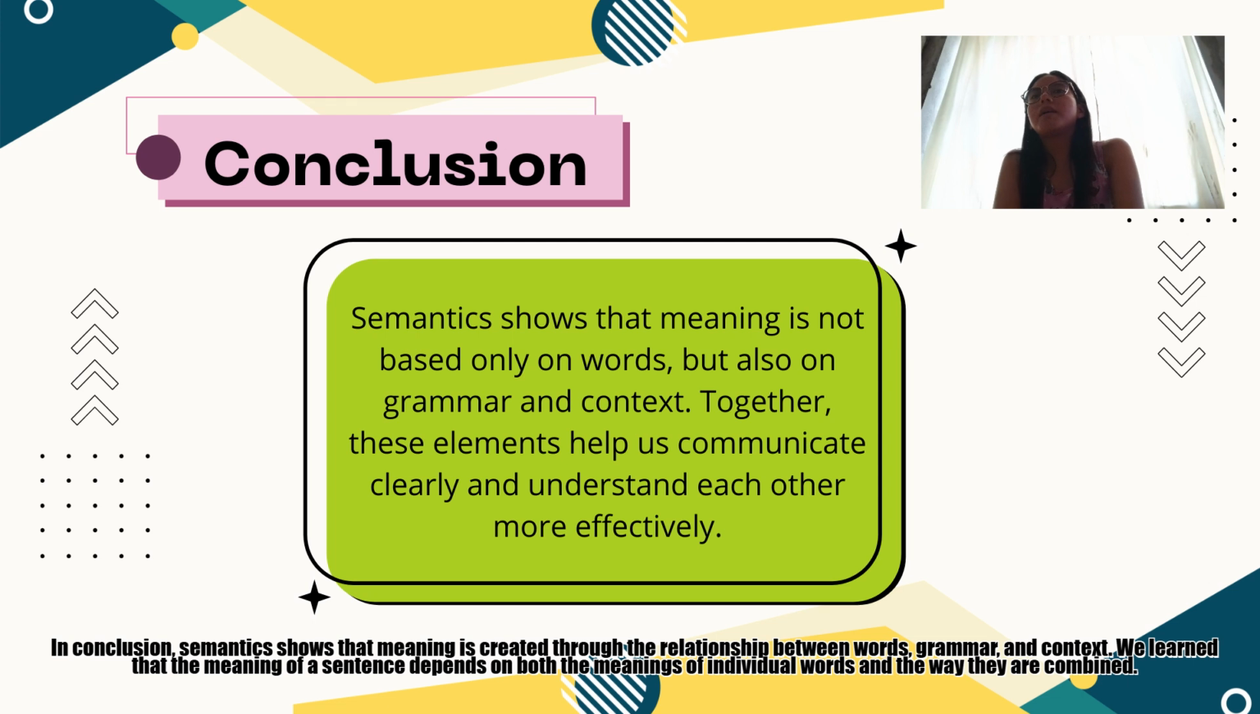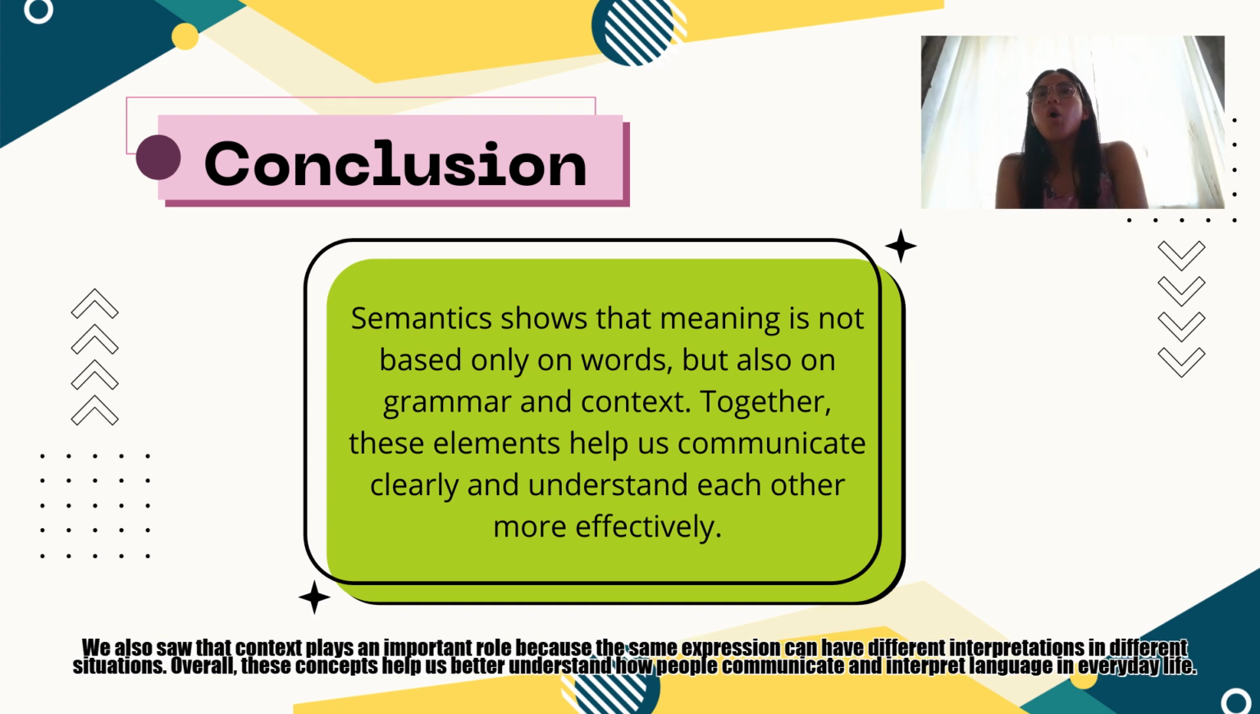In conclusion, semantics shows that meaning is created through the relationship between words, grammar, and context. We learned that the meaning of a sentence depends on both the meanings of individual words and the way they are combined. We also saw that context plays an important role because the same expression can have different interpretations in different situations. Overall, this concept helped us better understand how people communicate and interpret language in everyday life.